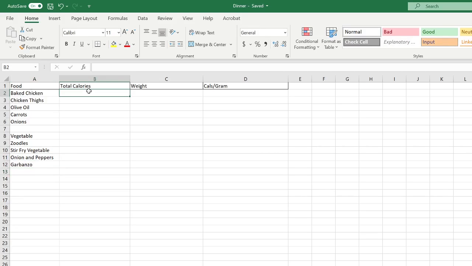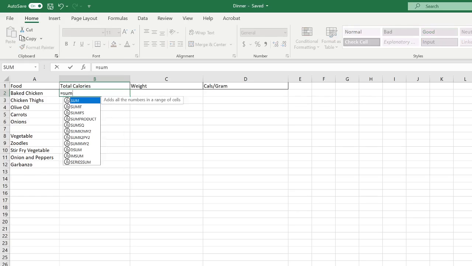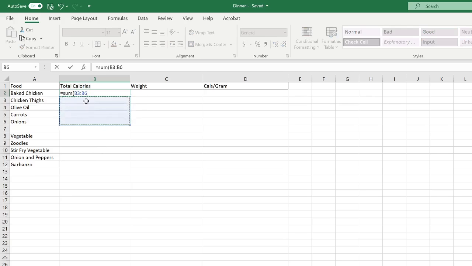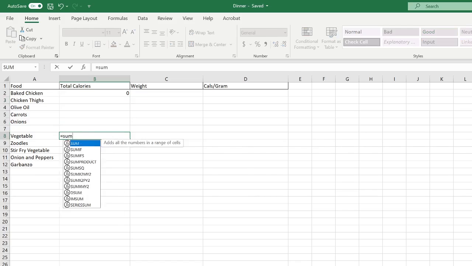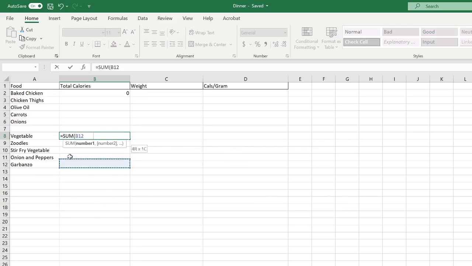Now for both of these, I'm going to calculate the total calories by adding up or summing, so equals sum of all of my ingredients. So just do that for any of your dishes that you're making.